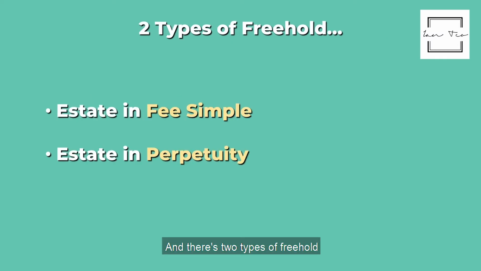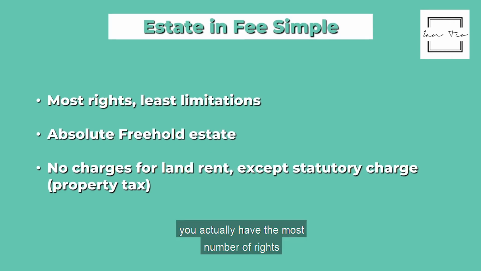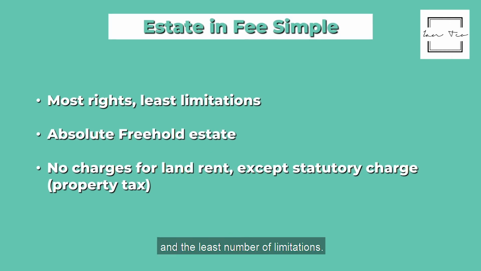And there are two types of freeholds, okay? There's freehold in fee simple and freehold in perpetuity. So what's the difference? Let's take a look. With estate in fee simple, you actually have the most number of rights and the least number of limitations. This is what I would call an absolute freehold estate. Basically, you have no charges on the land's rent except a statutory charge, which is basically a property tax.